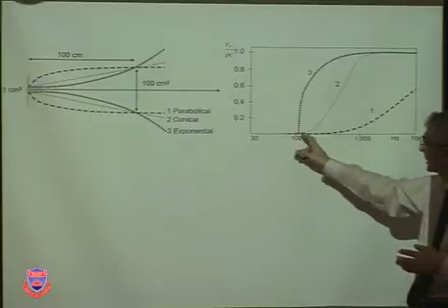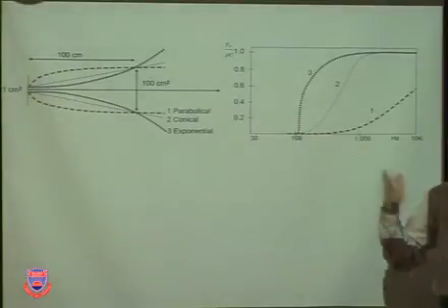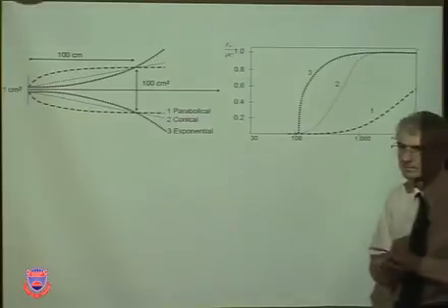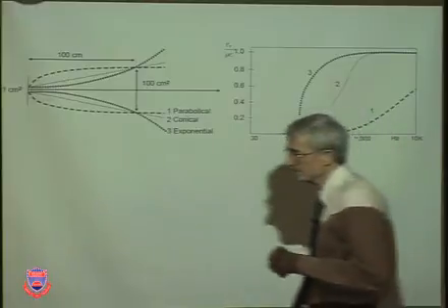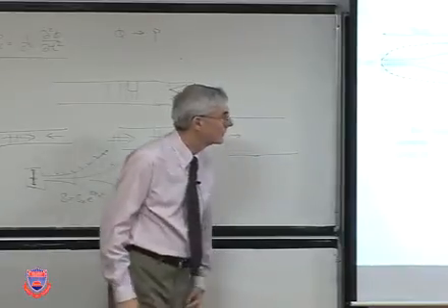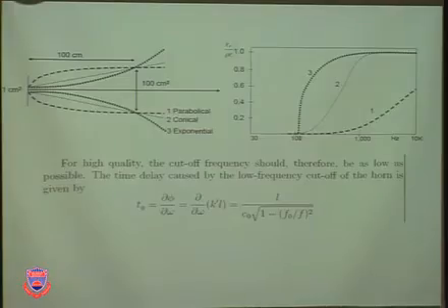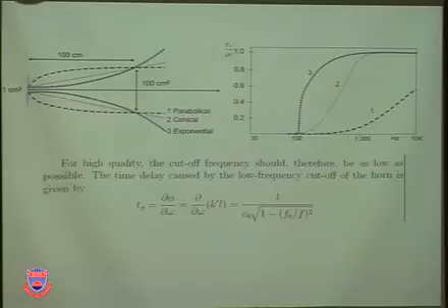So to be able to bring this down to a lower cutoff frequency, the length, the opening, etc., have to be much larger. So for high quality, the cutoff frequency should be as low as possible. And there's a time delay caused by the low frequency cutoff of the horn, and that's given by this expression. This low frequency causes a little time delay in the system.